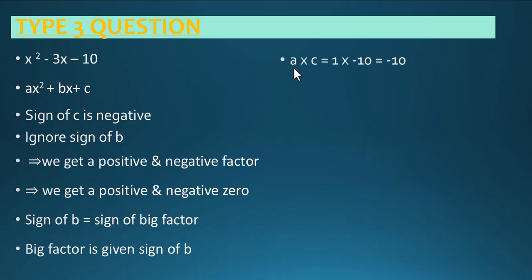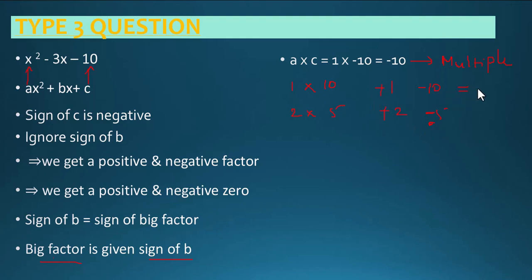So first we'll do a multiplied by c. So here a is 1 and c equals minus 10. So what we get here is a multiple, 10. For multiple 10, we can have the pair of factors 1 multiplied by 10 and 2 fives are 10. We have only 2 pairs of factors for multiple 10. Then for these pairs of factors, we should assign signs. Here the sign of b is the big factor sign, so the big factor we should give the negative sign, as b has a negative sign. So here 1 and 10, 10 is the big factor, so give a negative sign to it. 2 and 5, 5 is the big factor, so give a negative sign to it, and here a positive sign.